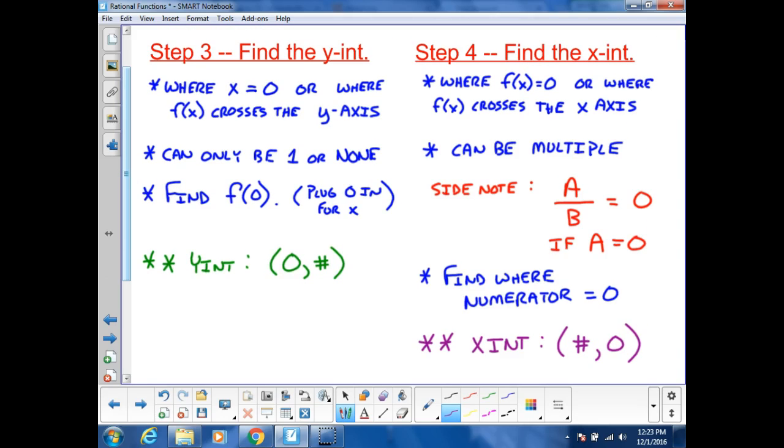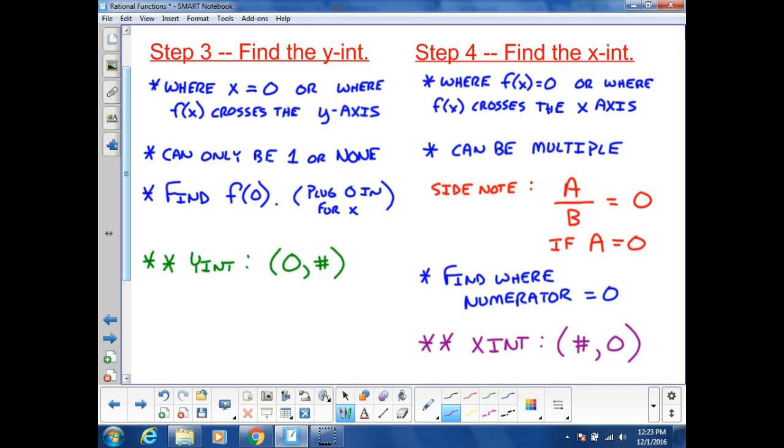Okay. So, front side of your note card should now have 4 steps on it. Step 1, find the domain and any vertical asymptotes. Step 2, find the horizontal asymptotes. Step 3, find the y-intercept. Step 4, find the x-intercepts.